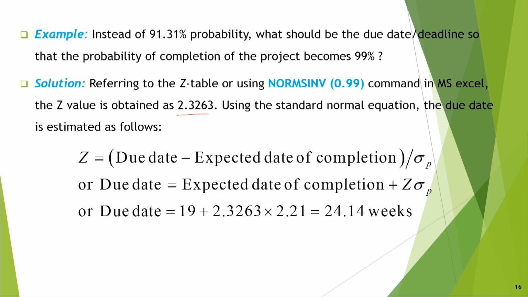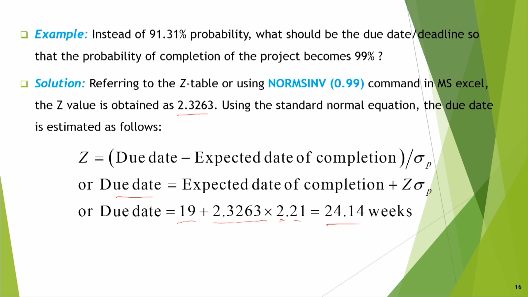Now Z is known, so Z is equal to the due date minus the expected date of completion, divided by sigma p. Or the due date is equal to the expected date of completion plus Z times sigma p. The expected date was 19, Z came as 2.3263, and sigma p was 2.21. So, if you do that, you get the due date equal to 24.14 weeks. So, by the 24th week and a fraction, that means 24.14 weeks, it will be completed. That probability is 99%.